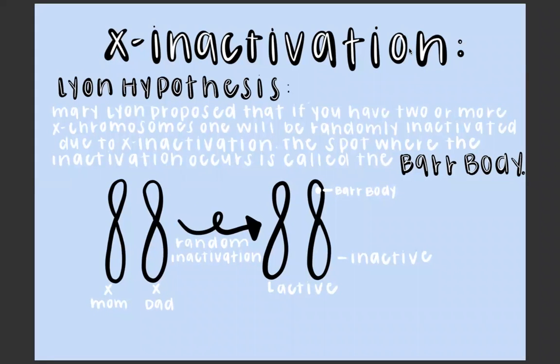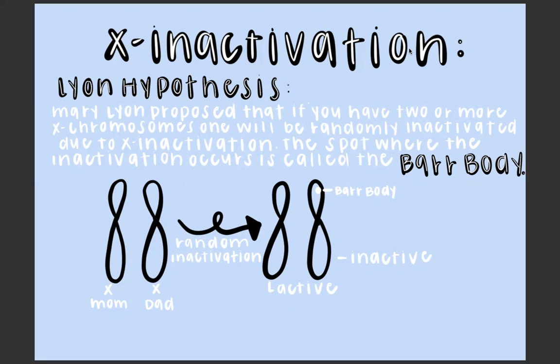This video is on X inactivation, specifically dealing with the example of tortoiseshell cats. The Lyon hypothesis was proposed by Mary Lyon. She claimed that if you have 2 or more X chromosomes, one will be randomly inactivated due to X inactivation. The spot where the inactivation occurs is called the Barr body.